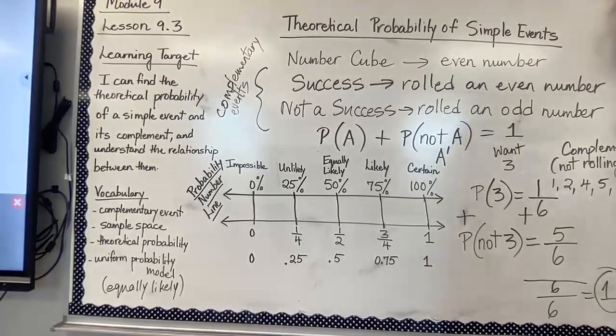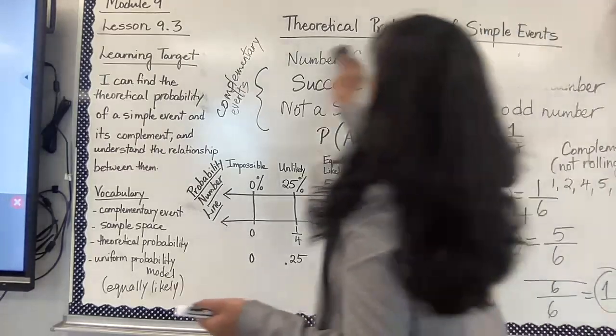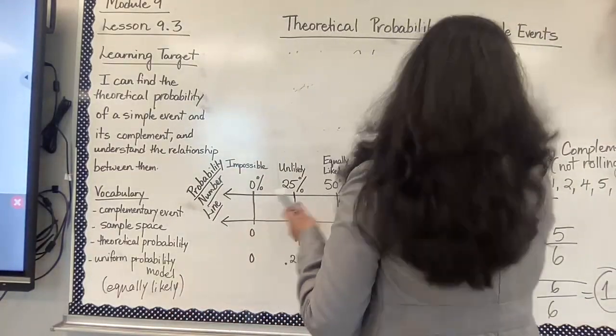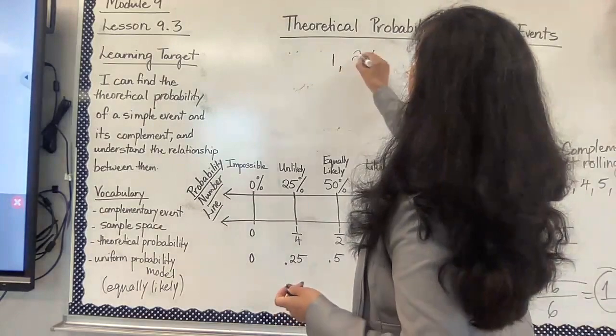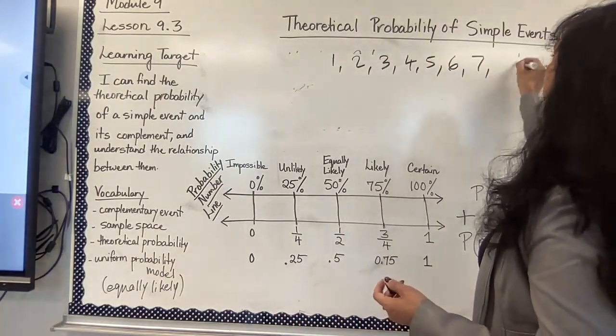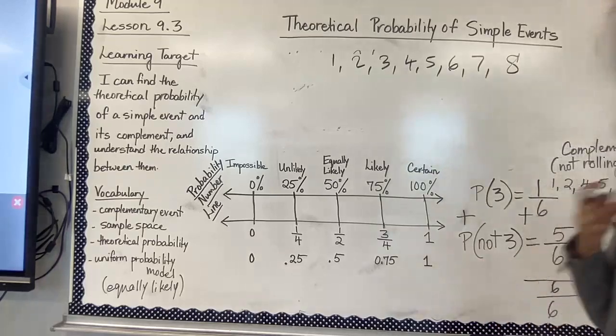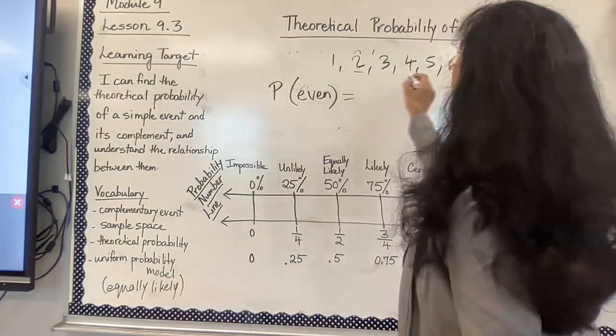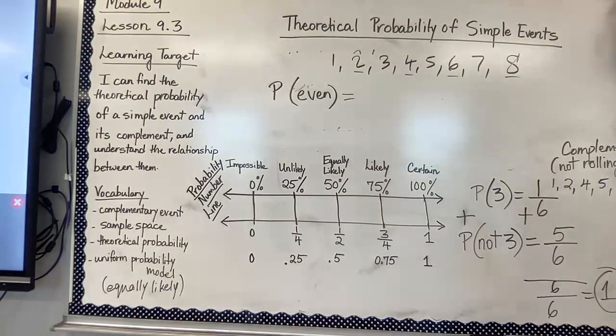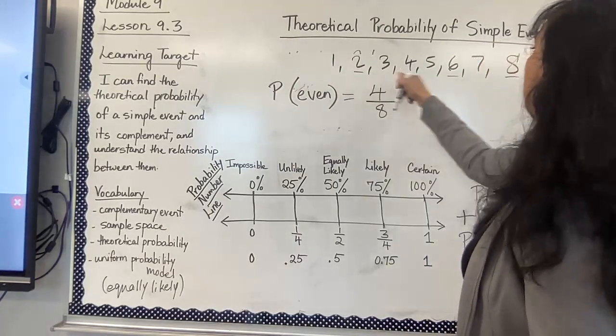Okay, so let's quickly talk about another one. You spin a spinner that is divided into 8 equal size sections numbered 1 through 8. The desired outcome is an even number. So if I have 1, 2, 3, 4, 5, 6, 7, 8 on that spinner, and my desired outcome is even, even is how much? 2, 4, 6, 8. So that is 4 out of 8, because the total is 8.